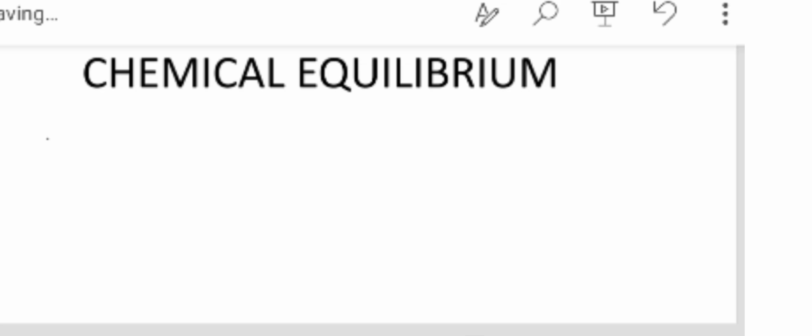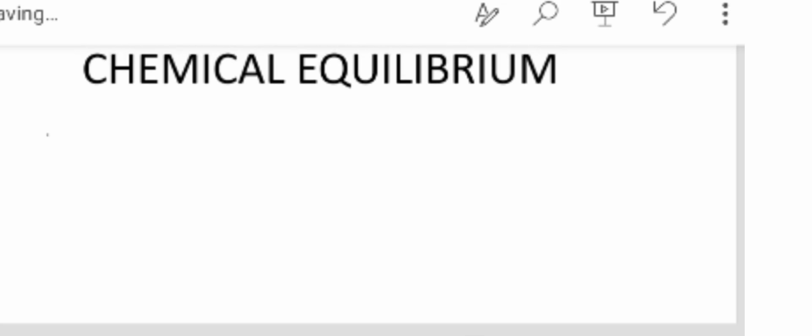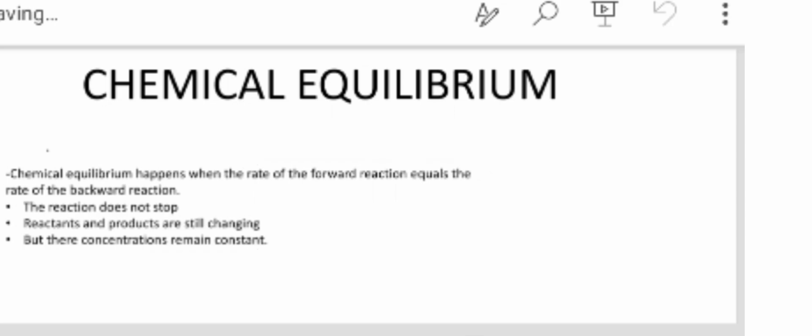Now in chemistry, chemical equilibrium happens when the rate of the forward reaction equals the rate of the backward reaction. So the reactants and products are still changing, but their concentrations remain constant. So that's chemical equilibrium. Now, many students usually confuse what we call dynamic equilibrium and chemical equilibrium.